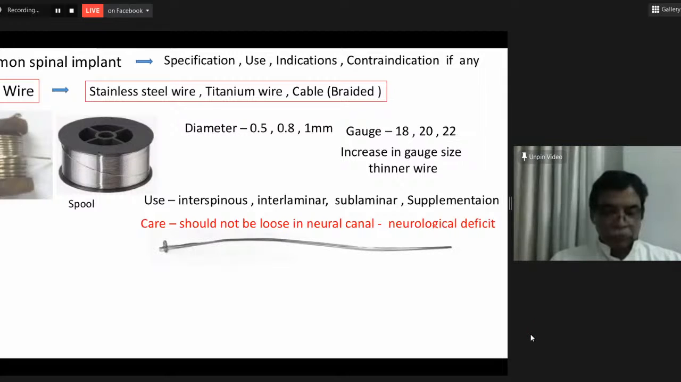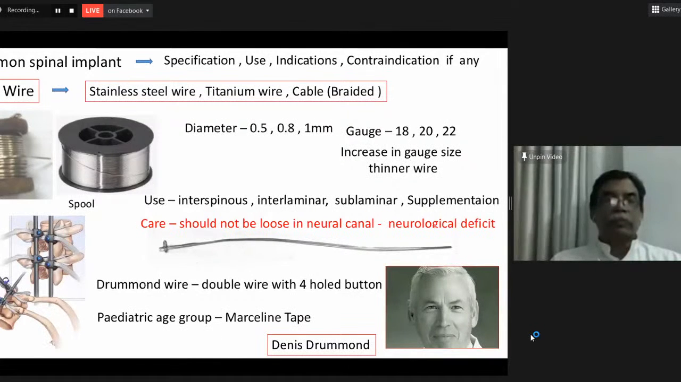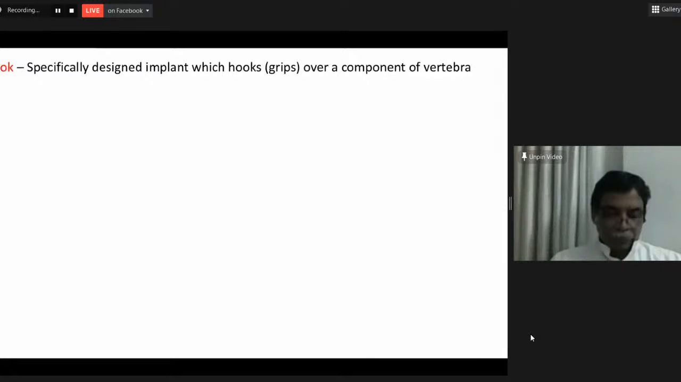Now, this wire is the Drummond wire. There is a button where there are 4 holes, and Dennis Drummond was the person who invented this wire. We can also use Mersilene tape, and mainly it is used in the pediatric age group or even in the osteoporotic spine. The hooks were then developed.